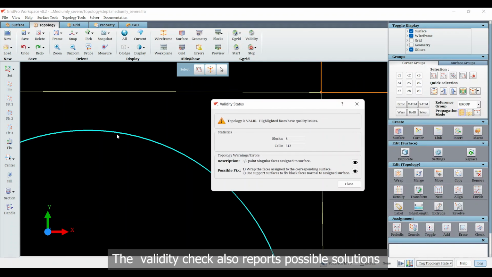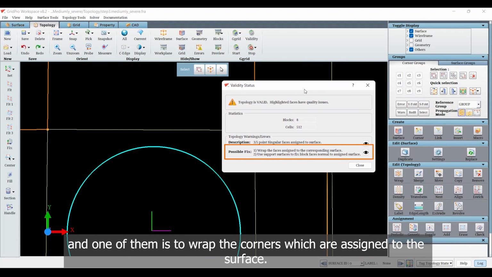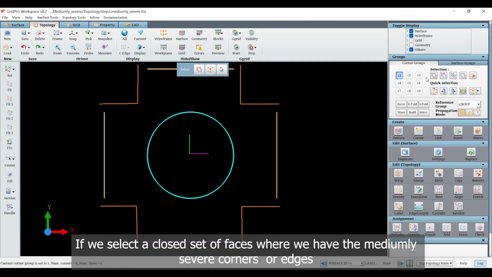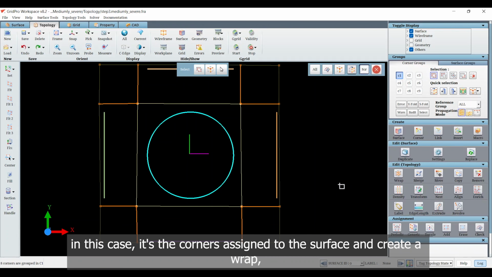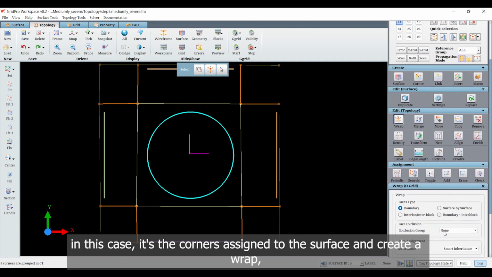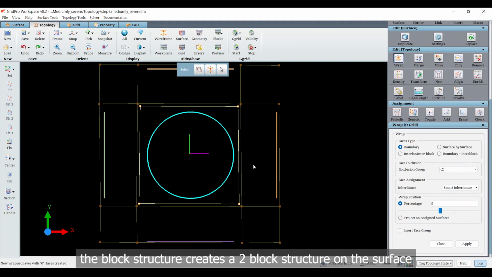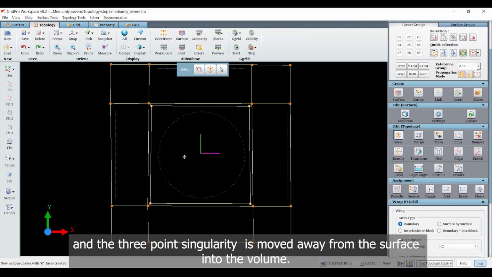The validity check also reports possible solutions, and one of them is to wrap the corners which are assigned to the surface. If we select a closed set of faces where we have the mediumly severe corners or edges, in this case the corners assigned to the surface, and create a wrap, the block structure creates a two-block structure on the surface, and the 3-point singularity is moved away from the surface into the volume.